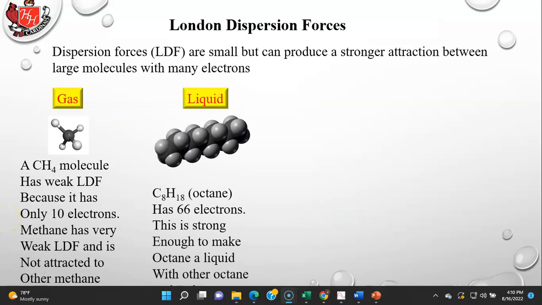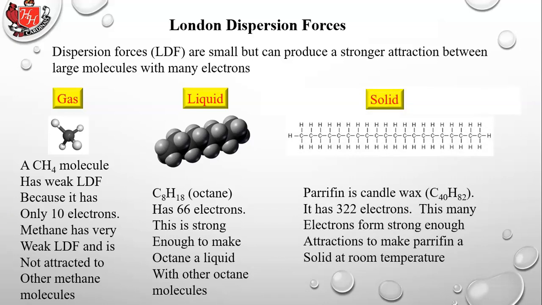Alright, so if we take a bigger molecule, hydrocarbons, they just have carbons and hydrogens, they're nonpolar. So we take a bigger one, octane, that's C8H18. It has 66 electrons. This is strong enough to make octane a liquid with other octane molecules. And now we take one a bit bigger, this is paraffin. It's C40H82. It has 322 electrons. This many electrons form strong enough attractions to make paraffin a solid at room temperature.